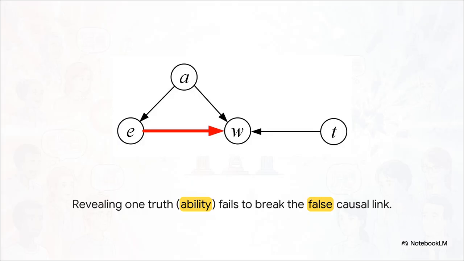Well, not quite. Watch what happens when you try to debunk the myth by revealing just one truth. Say you reveal that hidden ability variable. The math still supports the fake red arrow from education to wealth. The employer points out, hey, innate ability causes both the degree and the wealth. But the employee looks at the data and goes, sure, I see ability as a factor, but actually, even when I account for ability, my MBA and my wealth are still correlated. Because the employer hasn't revealed the other hidden variable, social skills, there's still an unexplained correlation. The employee's mathematical model still demands that direct, fake red arrow to make sense of the remaining mystery.